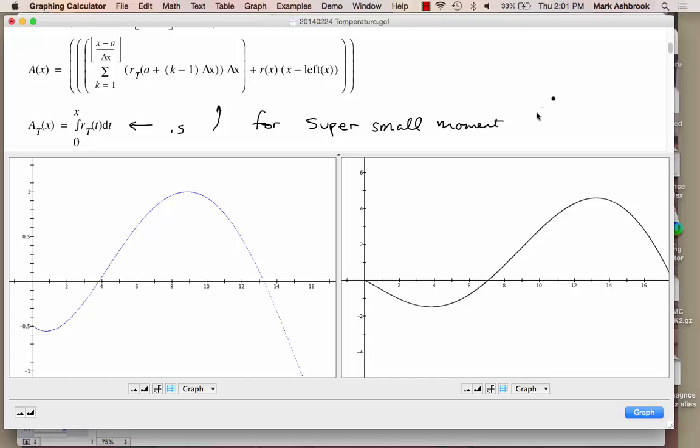So here I've made delta x 0.025. We can make it smaller if we want, okay? But this integral expression is the exact same thing as our approximate accumulation function with super small intervals, or super small moments.